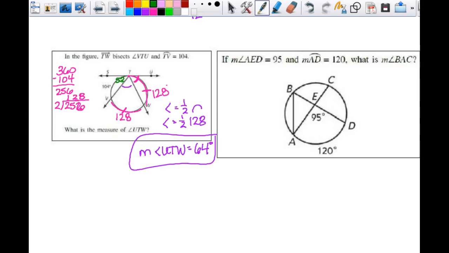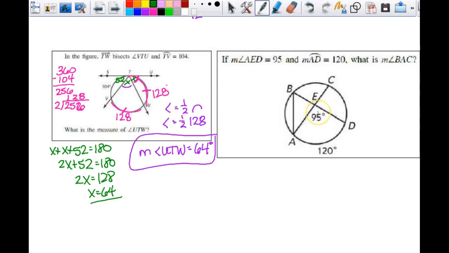Okay. And then I know that if I called this x and this x, that x plus 52 would have to equal 180. So 2x plus 52 equals 180. So 2x equals 128, and x equals 64. You get the same answer either way, whether you use the angles or the arcs. It doesn't matter. Okay, you think of that? That's good.